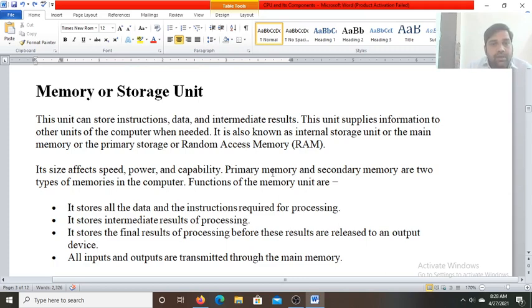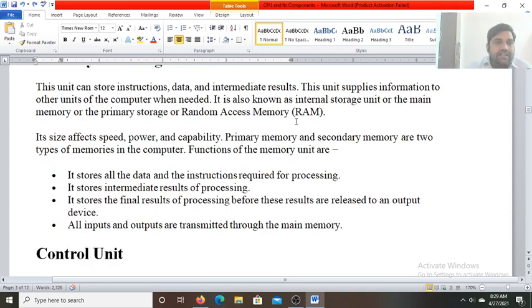So this unit supplies the information to the other units of the computer when there is a requirement. The memory unit supplies the information to the other units, maybe the arithmetic and logic unit for the calculation. So it provides the data. It is also known as the internal storage unit, the main memory, the primary storage, and also called the RAM, random access memory. Its size affects the speed, power, and capability.